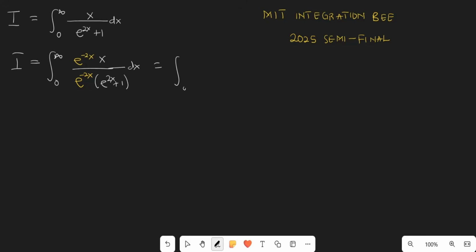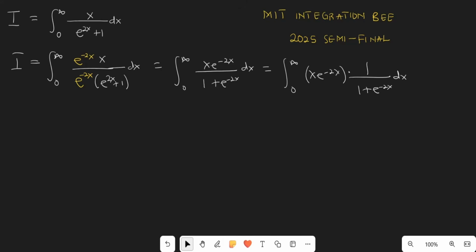So this is equal to the integral from 0 to infinity of x e to the negative 2x divided by, multiplying this with this using the laws of indices, 1 plus e to the negative 2x dx. And this is the same as the integral from 0 to infinity of x e to the negative 2x, multiplied by 1 all over 1 plus e to the negative 2x dx. Cool. So I am going to rewrite the denominator like this: x e to the negative 2x, and 1 all over 1 minus negative e to the negative 2x, and then dx.